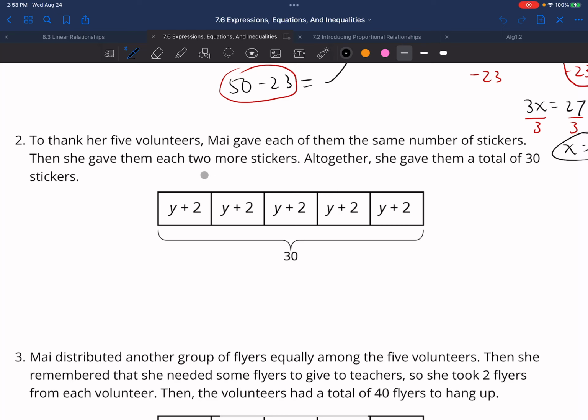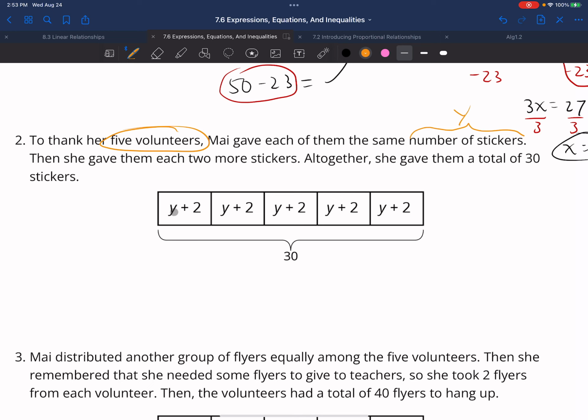So let's take a look at this. How many volunteers am I working with, everyone? Five volunteers. And each of them, I gave the same number of tickets. What represents the number of tickets? What variable, everyone? Anybody? She said Y, okay? And then she gave them each two more tickets.